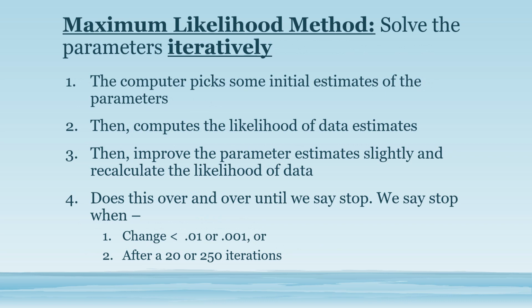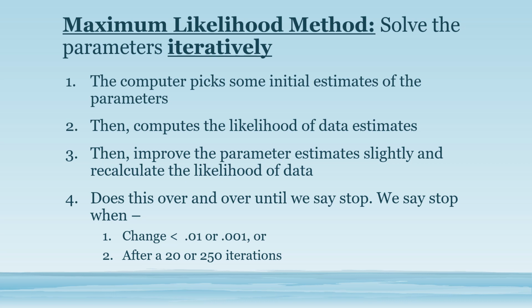With the maximum likelihood fit function, the computer will solve the parameters iteratively. First, the computer will pick some initial estimates of the parameters, such as the lambdas, the covariance among the latent variables, and the error terms. Then the computer will compute the likelihood of data estimates. After computing the likelihood, the computer will try to improve the parameter estimate slightly and then recalculate the likelihood of the data estimates. The computer will do this over and over until we decide to stop.